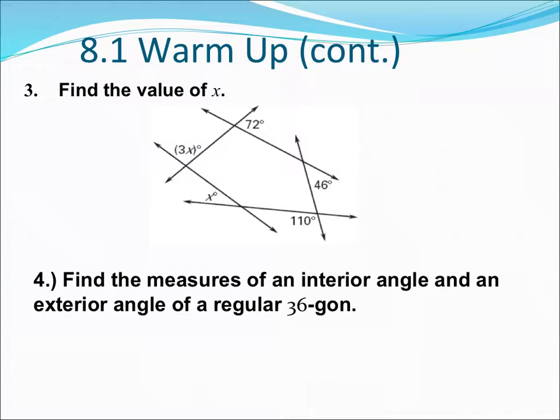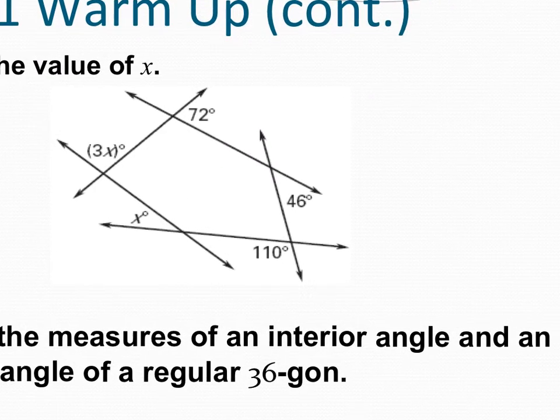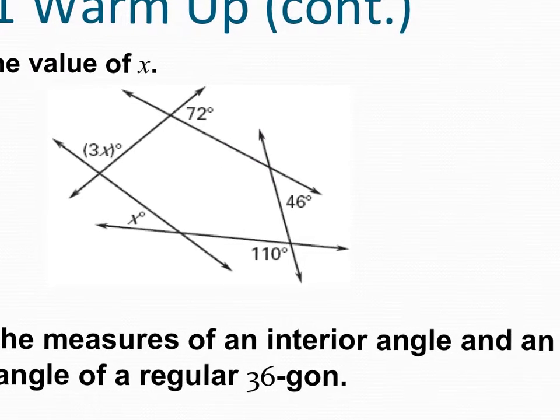All right, now it says find the value of x. So what are all those on? Like what location are all of those measurements or variables? They're all exterior. What do I know about the sum of the exterior? 360. So this is definitely not a regular polygon, which means I can't figure out how many sides it is and divide 360 by it.